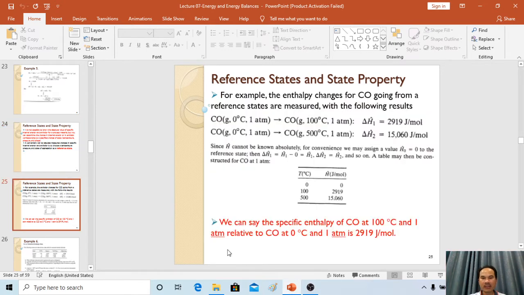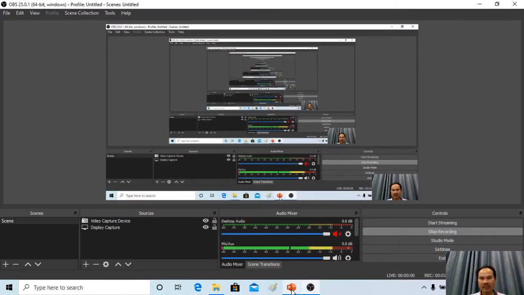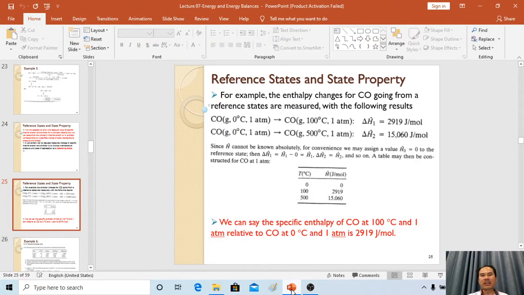Okay. What is the reference state? I will give you an example for this. Example, the enthalpy change. Please remember enthalpy equals internal energy plus PV work. That's right, H equals U plus PV. This is the formula for enthalpy.